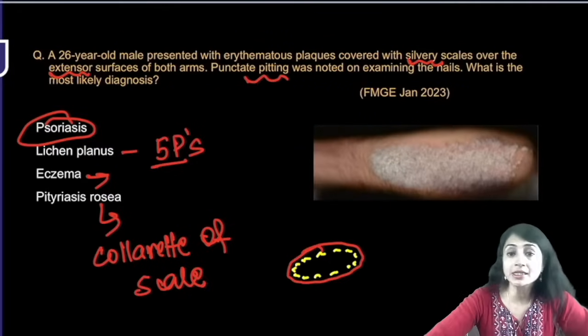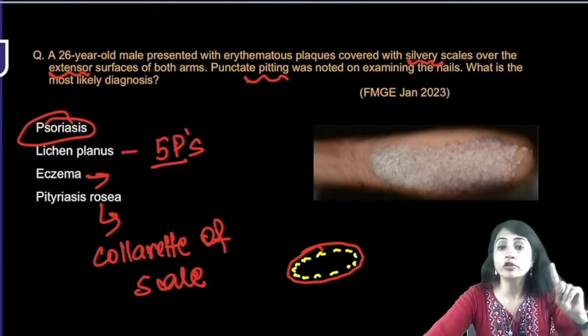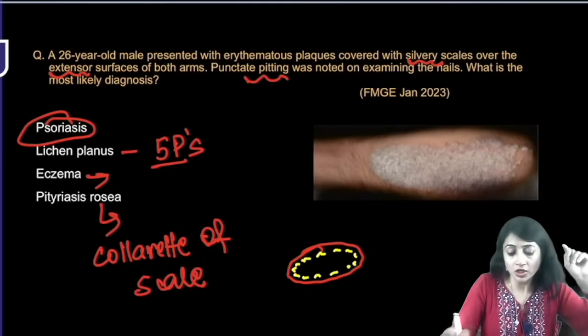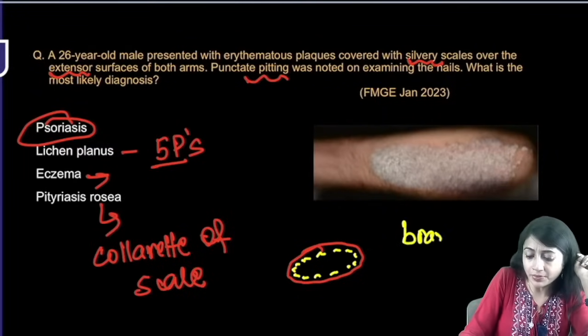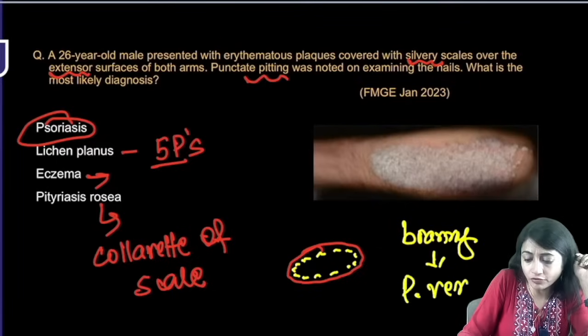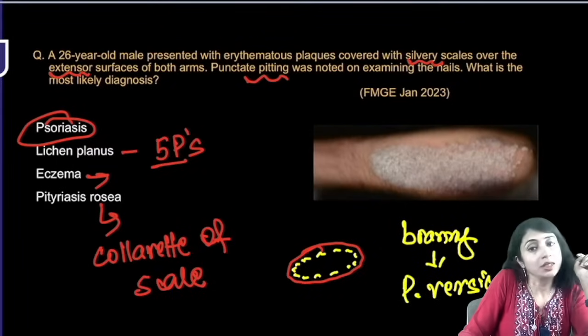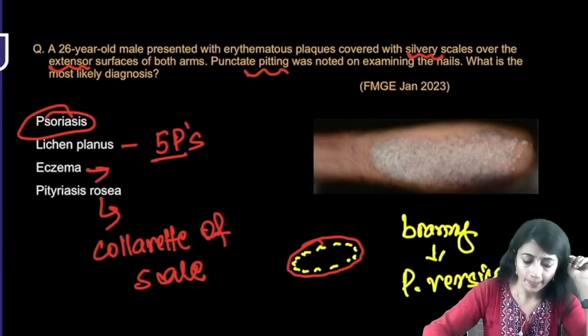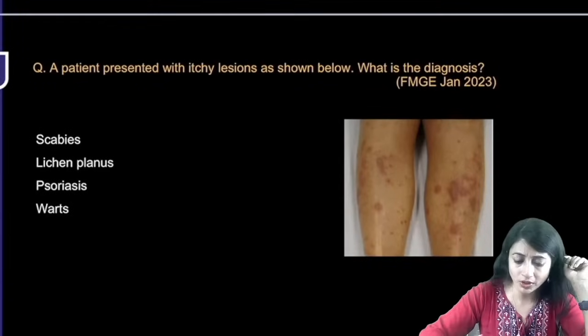The branny scaling which some of you are telling me is characteristic of pityriasis versicolor. So don't get confused. Branny scales or powdery scales is a feature of pityriasis versicolor, right? So moving on to the next question.